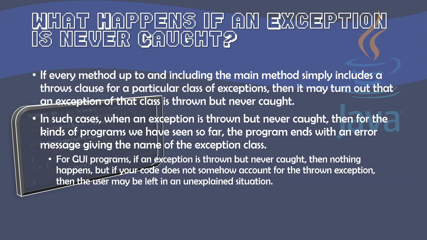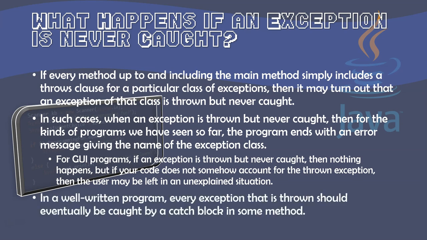But if your code does not somehow account for that thrown exception, the user may be left in an unexplained situation. Something unexpected could happen with their application. Now, in a well-written program, whether we're using a console-based or a more visual interface, every exception that is thrown should eventually be caught by a catch block in some method. And we've talked about this a little bit before.